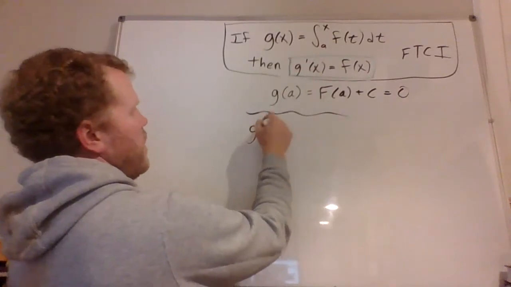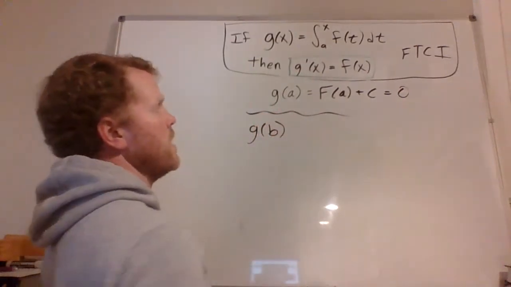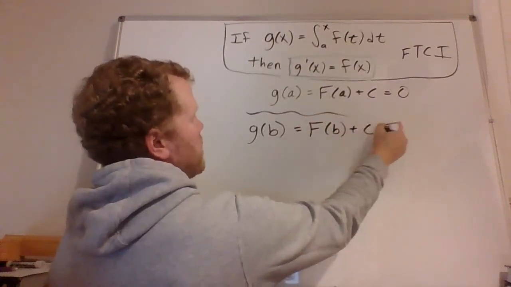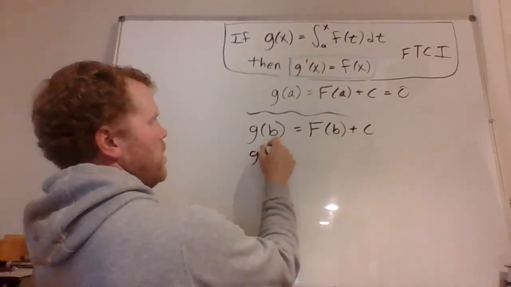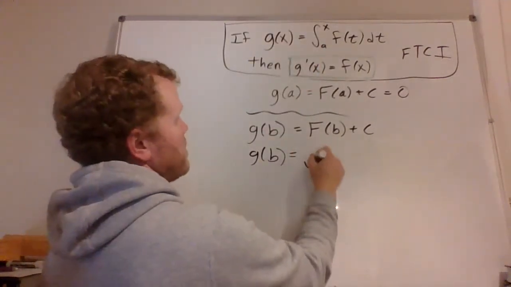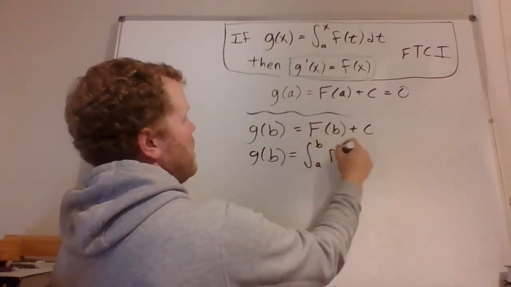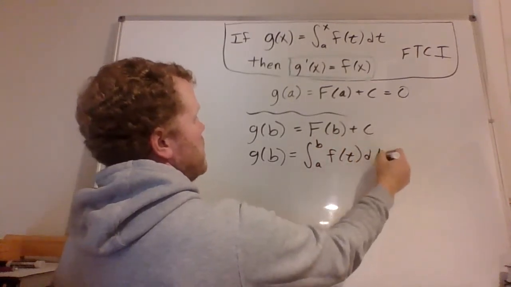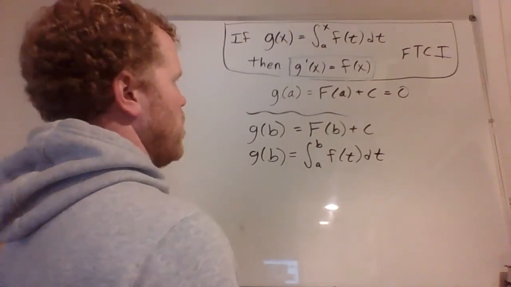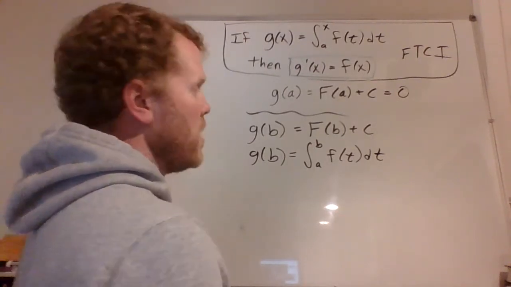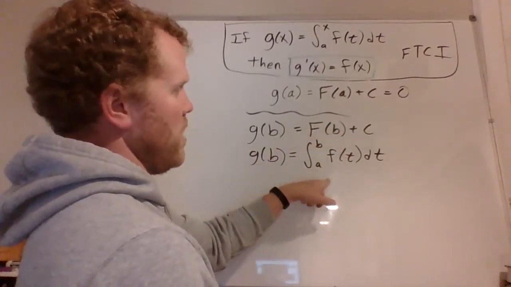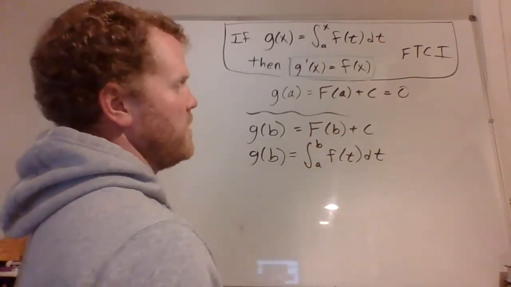Alternatively, we can also find g of some other number b. And g of b is going to be F of b plus some constant. Or, alternatively, based on our accumulator function definition, g of b winds up being the integral from a to b of f of t dt. So that's the other thing we know: g of b is equal to F of b plus c, which is also equal to the integral from a to b of f of t dt.